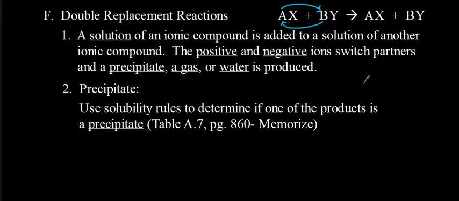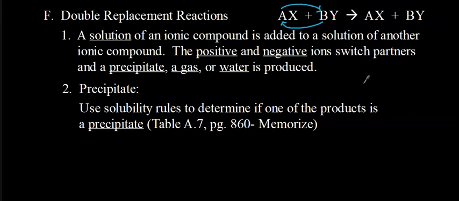Don't switch them both because then you're going to end up with AX and BY on the right side as well. So cations trade places, or anions trade places, and one of three things will form in this type of reaction. A precipitate, which is an insoluble solid, a gas, and I'll show you which reactions produce gases, or water is produced. So let's start off with precipitation reactions, the formation of a precipitate.